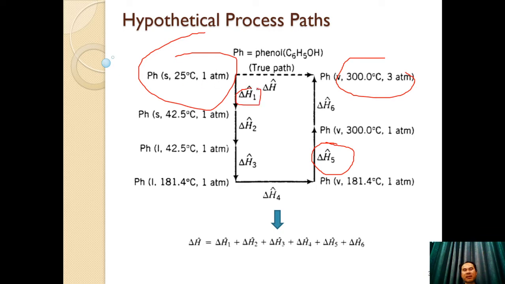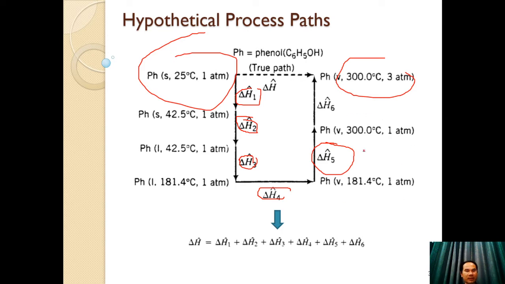Delta H1 we can calculate based on the temperature change, the sensible heat. Delta H2 is the phase change at the melting point, from solid to liquid, so we can calculate the delta H of melting. Freezing is the opposite, from liquid to solid. Delta H3 is again sensible heat, a change in temperature, not a phase change. Delta H4 is the latent heat, or heat of phase change, from liquid to vapor, the heat of vaporization. The opposite is the heat of condensation, from vapor to liquid. And delta H5 is a temperature change.